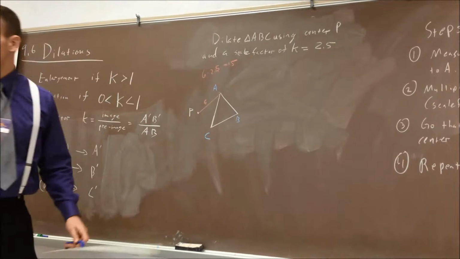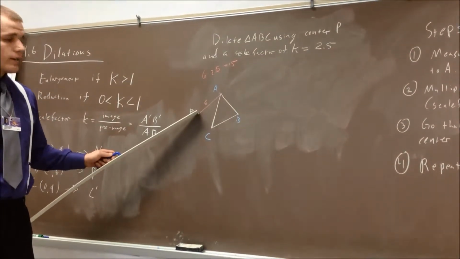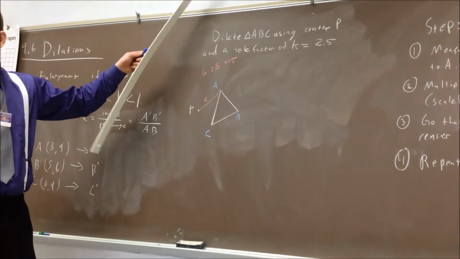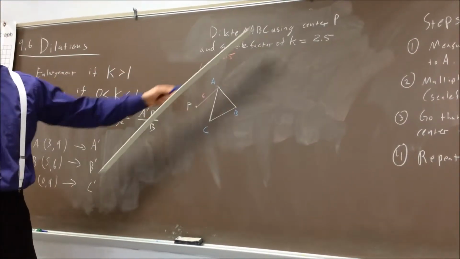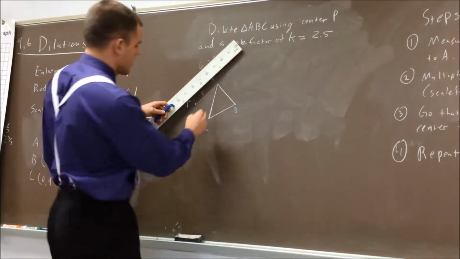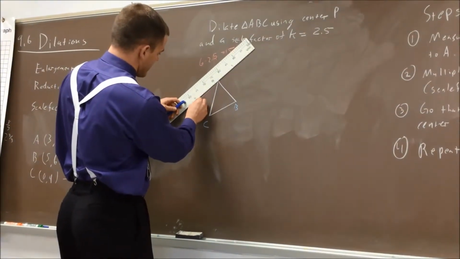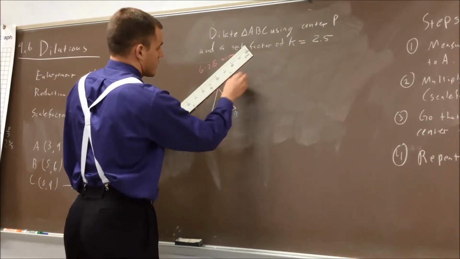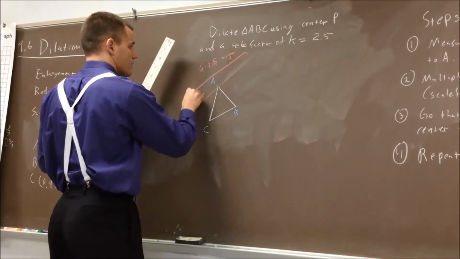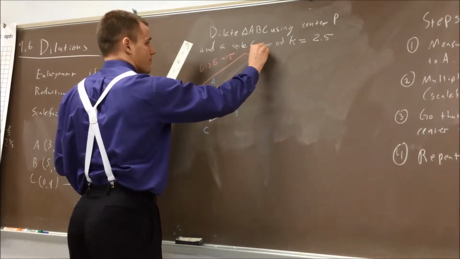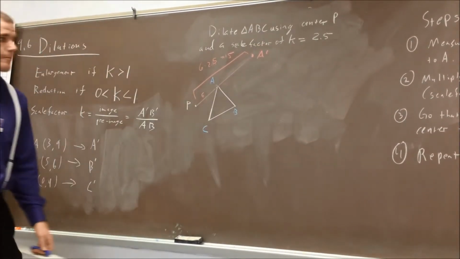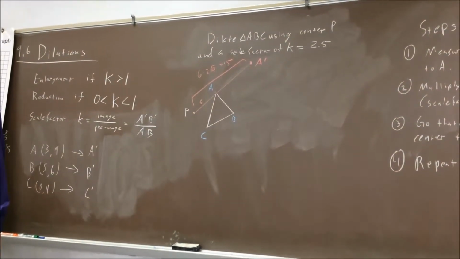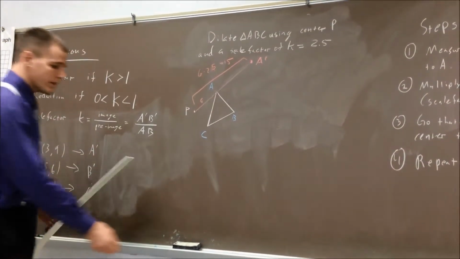So what do I do now? I go from here. Which way should I go? Do I go up like this? No, I go right through the A, don't I? So I'm going to go out to 15. So that's 15. And I put my A prime. That's it. That's how easy it is.